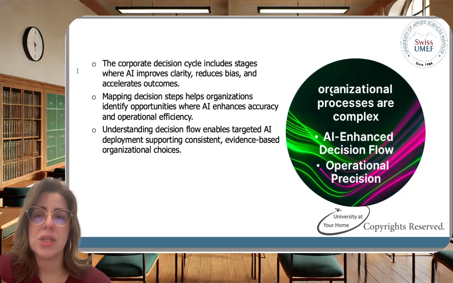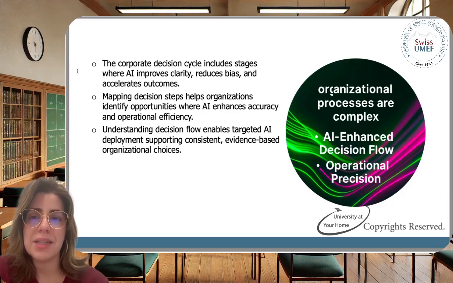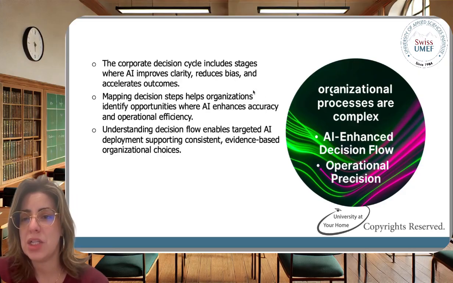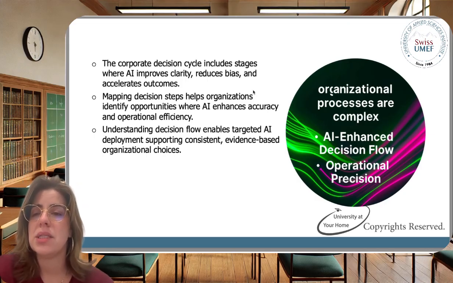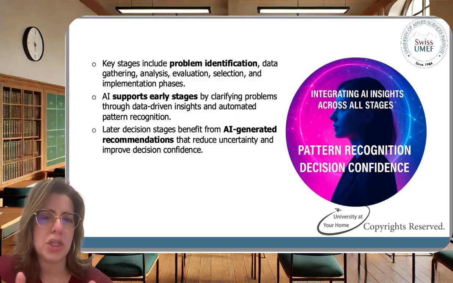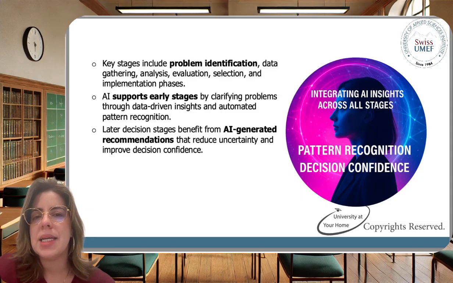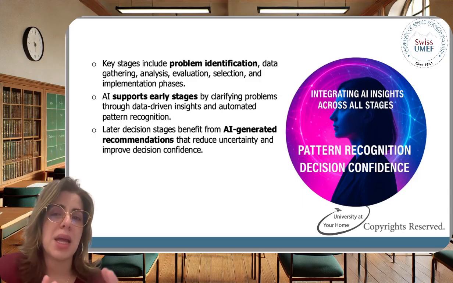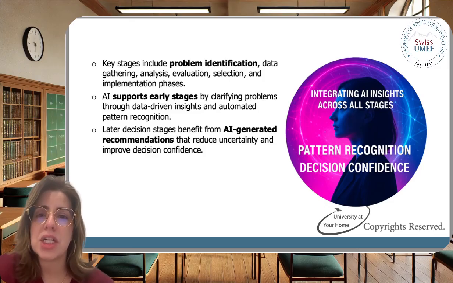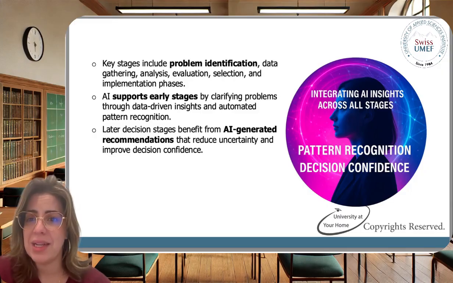What are the stages? Let's identify the decision-making stages. When we map the process, we identify key stages. These typically include problem identification, data gathering, analysis, evaluation, selection, and implementation. Of course, it is a step-by-step journey. Where does AI fit in?